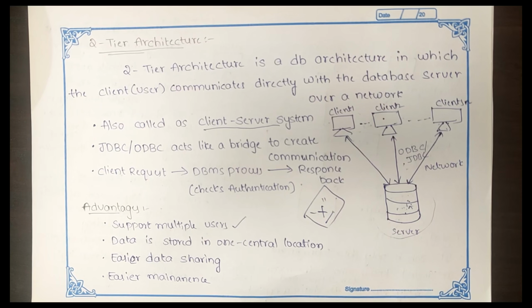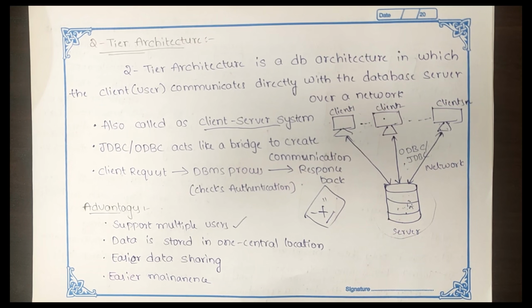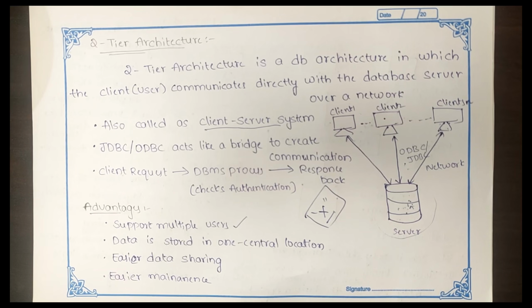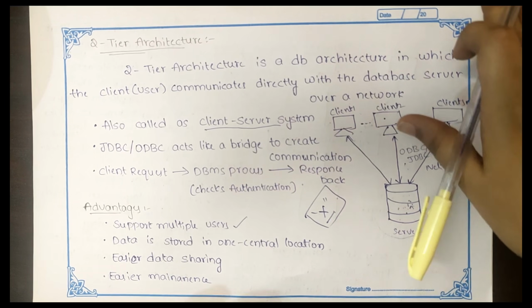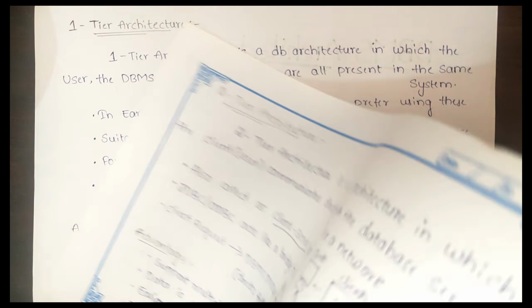What if we imagine Instagram? Crores of people use it every day. Can everyone directly connect to the database? No, right? That's why three-tier architecture was introduced.